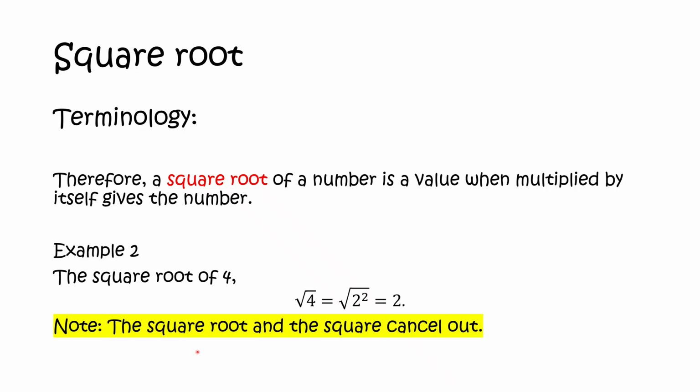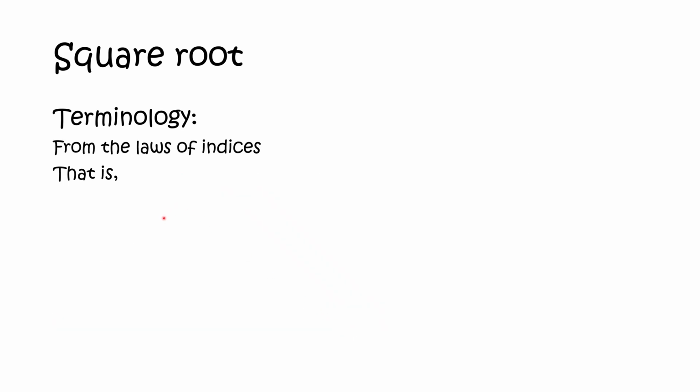Take note, the square root and the square cancel out. And with that, from the laws of indices, the square root of x squared results in x. Why? It's because the square root and the square cancel out. Also, x times x is equal to x squared.